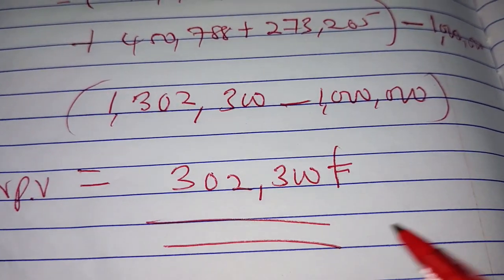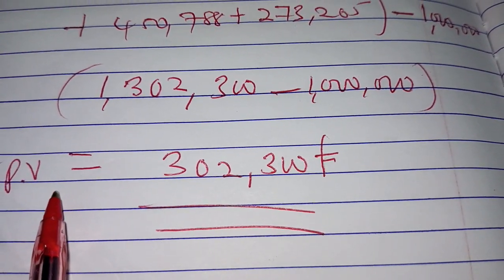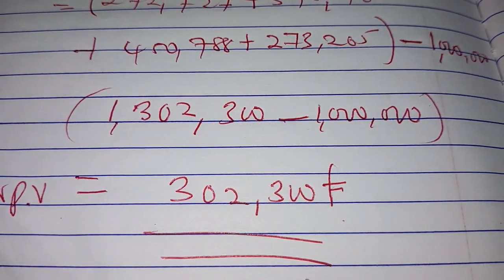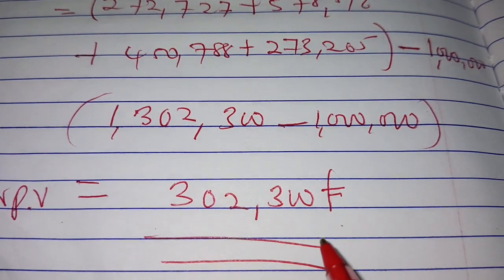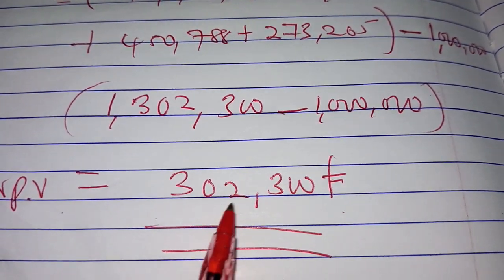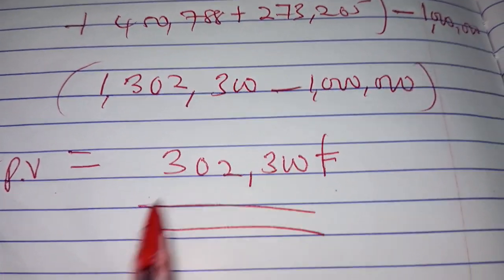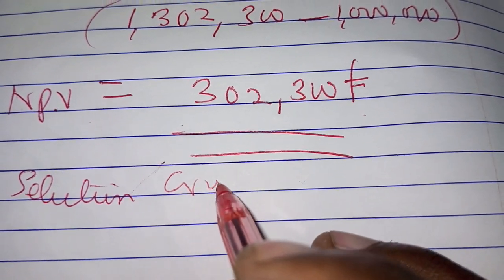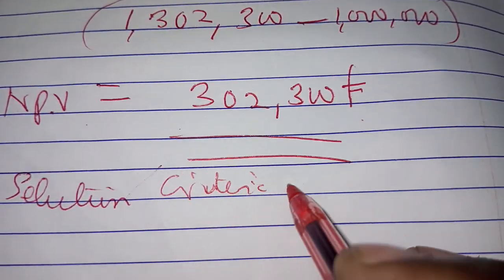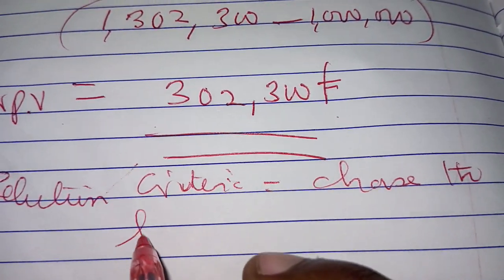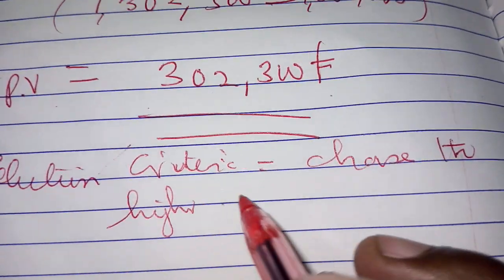How do we select projects? The project with the higher NPV. If you are comparing two projects and you are told to advise the company on which one to invest in, then you pick the NPV that is higher. So you can talk about the selection criteria, and you can say choose the higher NPV.